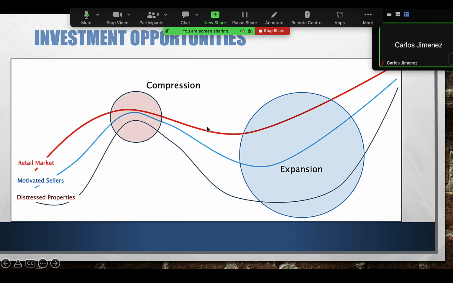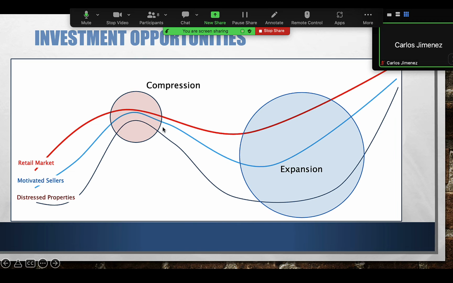And so at one point you're going to be able to buy a property with minimum down, 10 to 15, maybe 20% down, depending on the financing available at that time, and you'll be able to cash flow again. So your cash flow investors are going to want to enter here, and your fix and flip investors and your speculative investors can actually short the market.